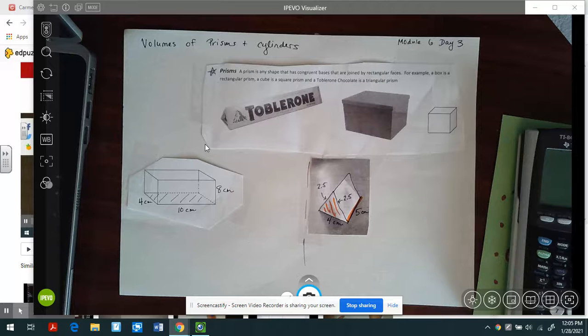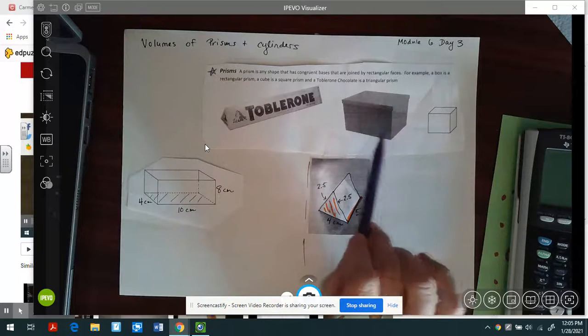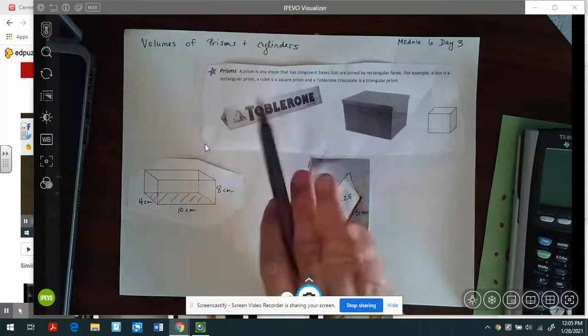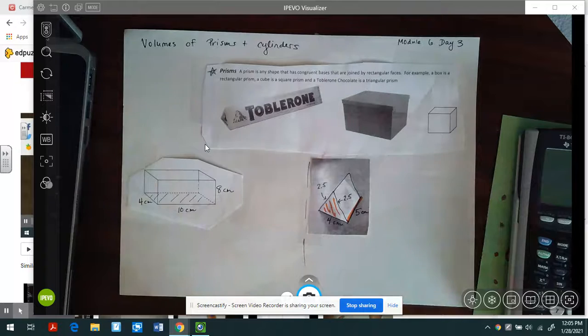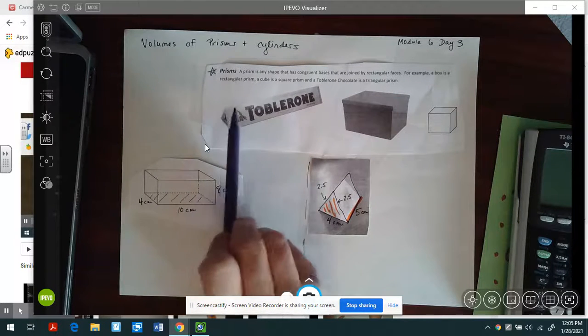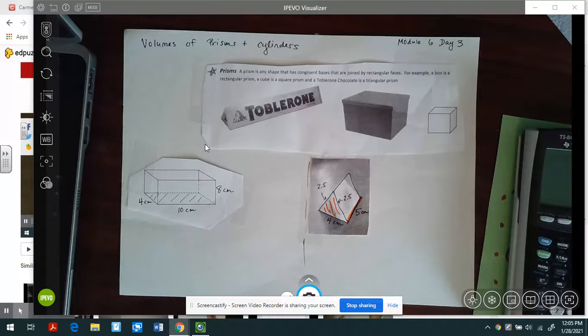It can be any shape, solid, that has the identical top and bottom pieces, and then they're connected by sides of rectangles or squares. So the Toblerone has a triangle here, but if you rotate it around, all these sides are rectangular. So that is a prism.